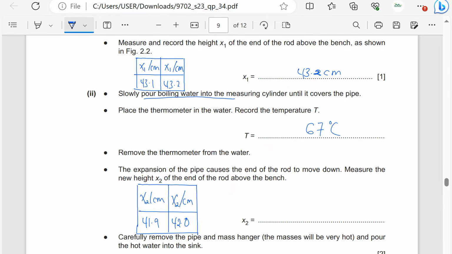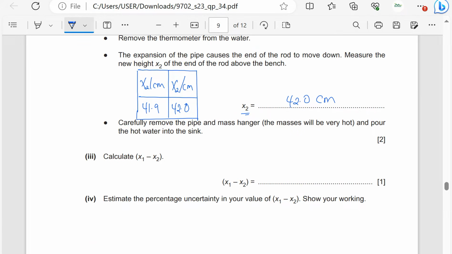Of course, this is just making a judgment. When she obtained the average, she decided that the average is 42.0 in centimeters. So those are the values that she recorded. But you notice that x1 and x2 are very close to each other. The difference is very small, which would imply that there is a large percentage uncertainty in x1 minus x2, because the difference is very, very small.